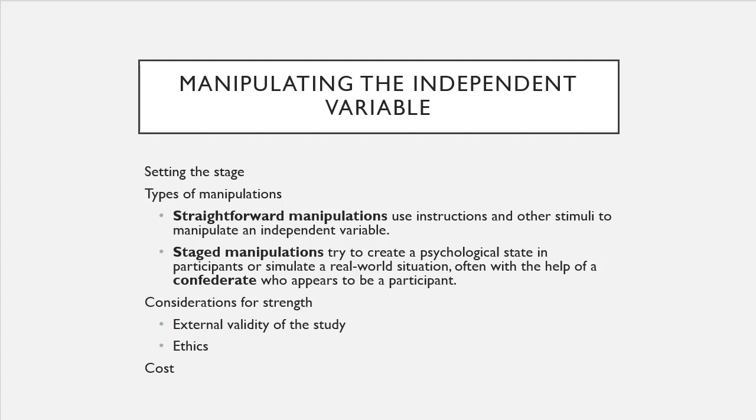A staged manipulation, on the other hand, would be something where there is something that is concealed. So we use a confederate sometimes. So let's say that we're in a classroom, and it's the first day of class.